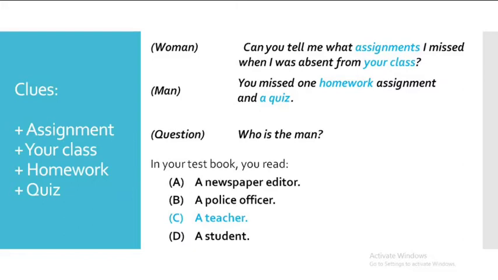You can take some clues from the woman and the man's conversation. There are assignments, world class, homework, and quiz. With those, we know that the man is someone from the education field. The closest answers are C and D. Then, because the woman asked the man about the assignment she missed when she was absent, we know that the woman is the student and the man is the teacher. So, the right answer is C. The man is a teacher.